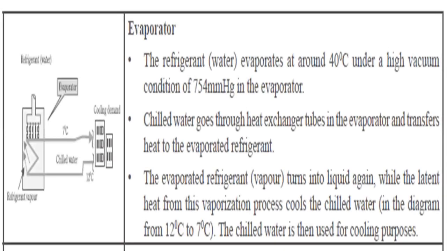Through this table, we have the evaporator, where the refrigerant evaporates at around 4 degrees centigrade under a high vacuum condition of 754 mm of Hg pressure in the evaporator. Chilled water goes through the heat exchanger tubes in the evaporator and transfers heat to the refrigerant. The refrigerant turns into vapor, while the latent heat from this vaporization process cools the chilled water from 12 degrees centigrade to 7 degrees centigrade. The chilled water is then used for cooling purposes.